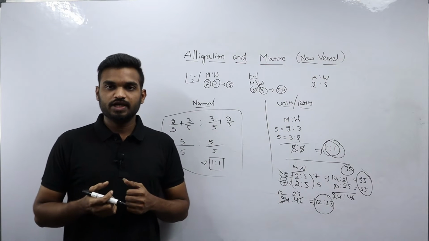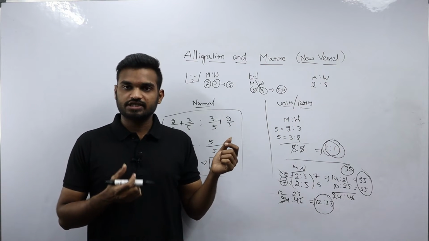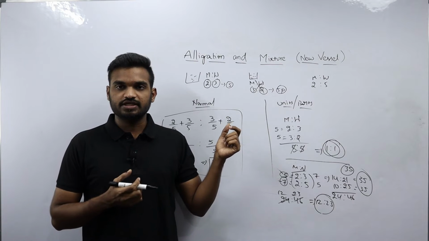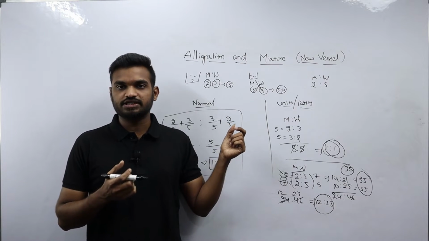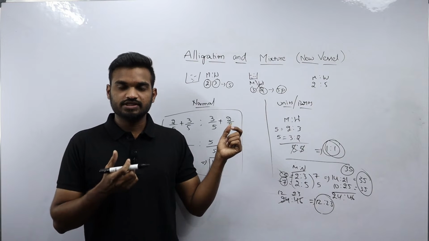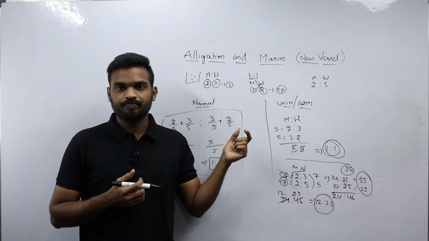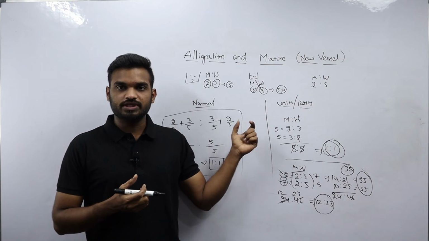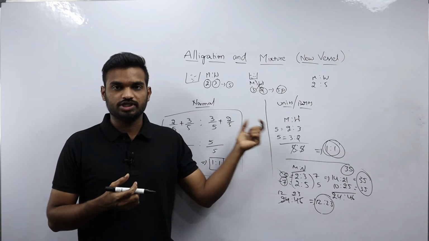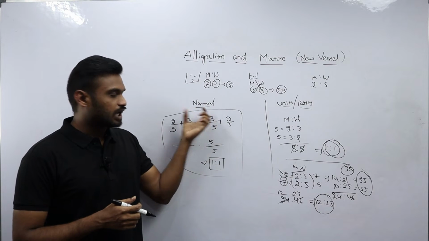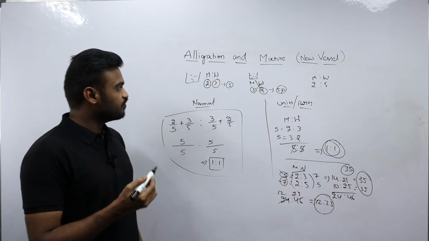Now I will explain both methods once again. Try to understand this very clearly, because the new vessel concept in alligation and mixture is very easy, and you can gain marks very quickly when it is given in the problems. That's the reason to understand both methods clearly, so that you can solve the problem within a fraction of seconds.